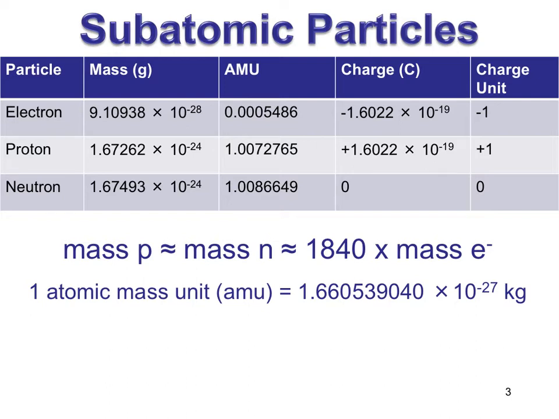The masses of the proton and the neutron are almost the same, with the neutron being slightly heavier. Both the proton and the neutron are approximately 1,840 times the mass of the electron. Therefore, most of the mass of an atom is located in the nucleus with the protons and the neutrons. The atomic mass unit, or AMU, has a very small mass of about 1.66 times 10 to the minus 27 kilograms.